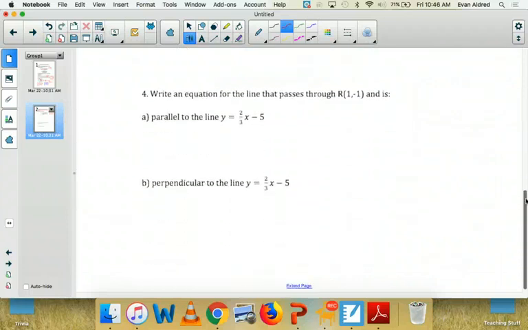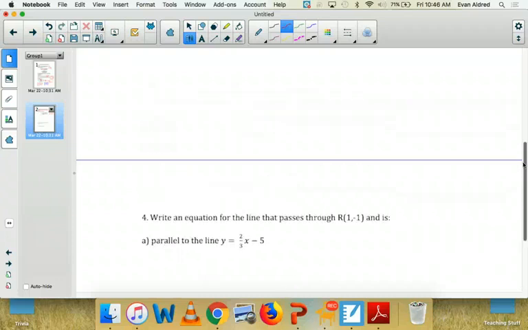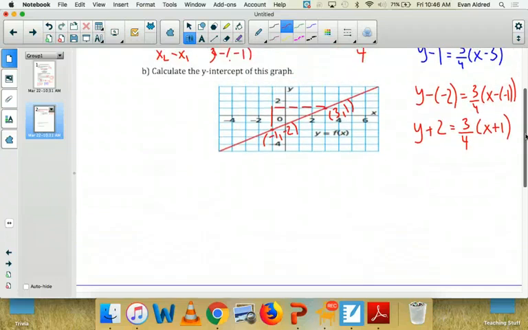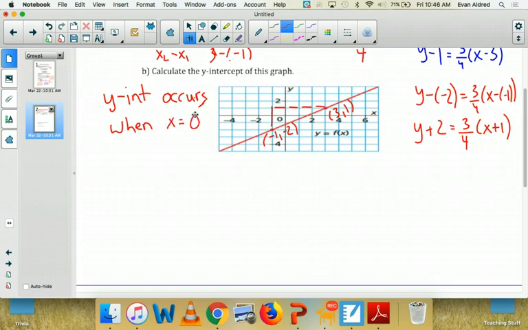All right. So we have one question that's left, except we need to calculate the y-intercept for question B. I forgot that one because I spilled into that space. So for part B, calculate the y-intercept of this graph. Well, this is where it gets a little bit more complex with your algebra. So to do this, we know that the y-intercept occurs when x equals 0.